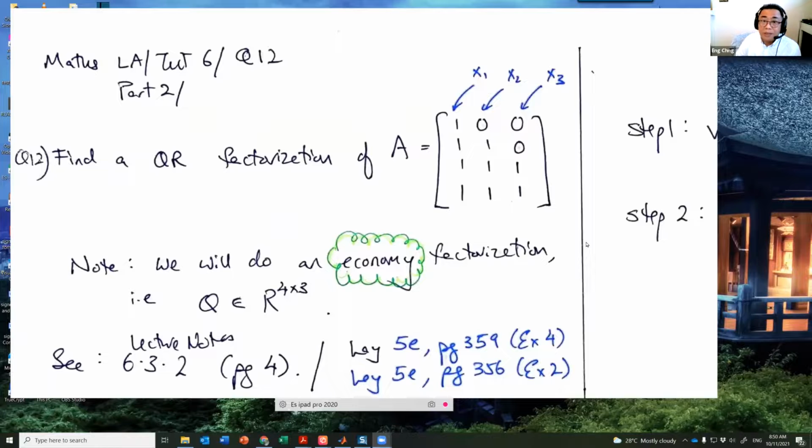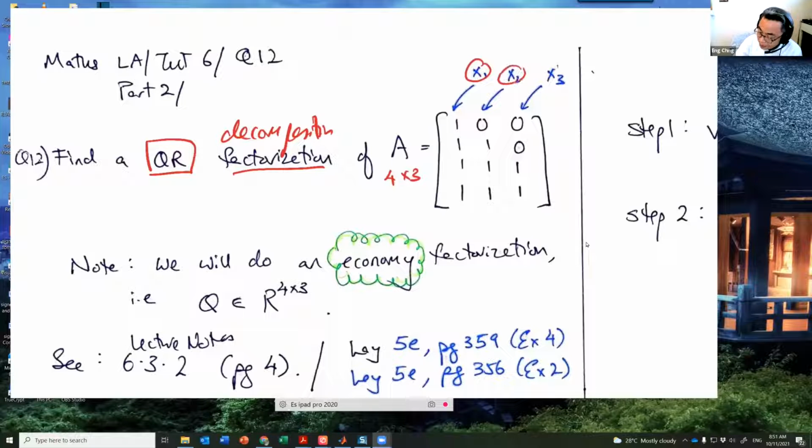Right, we'll now begin to answer tutorial 6, question 12, part 2. The question asks us to find the QR decomposition, or sometimes called the factorization. These are interchangeable. We're given a matrix of 4 by 3, and let us call the columns x1, x2, and x3. A's columns are linearly independent because it is immediately obvious that the second column cannot be constructed from the first column. The third column cannot be constructed from the first 2 columns.